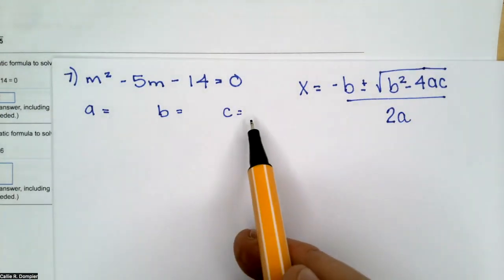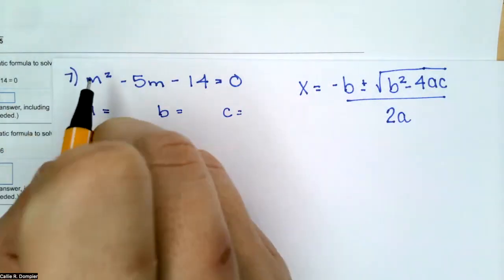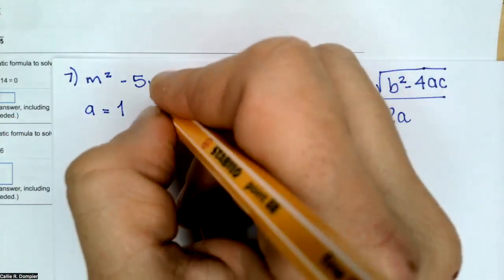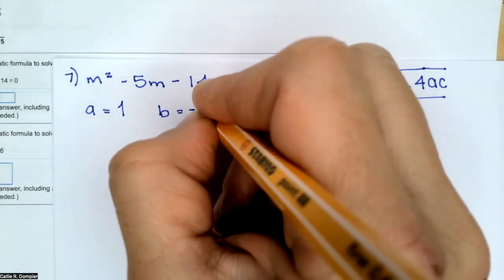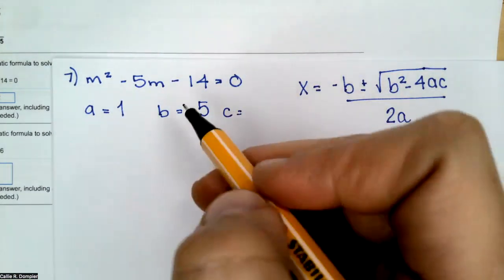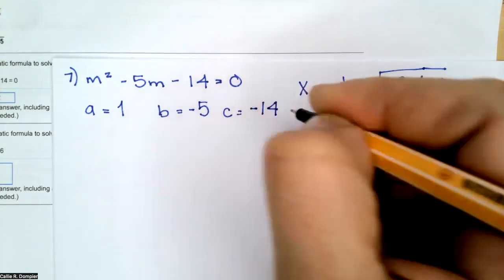Whatever your a, b, and c here are, go in here. So a is the number in front of the variable squared. So that's just a 1. It's 1m squared. B is a negative 5 because there is a negative 5 in front of the variable in its linear form. And then c is your constant. In this case, it's negative 14.